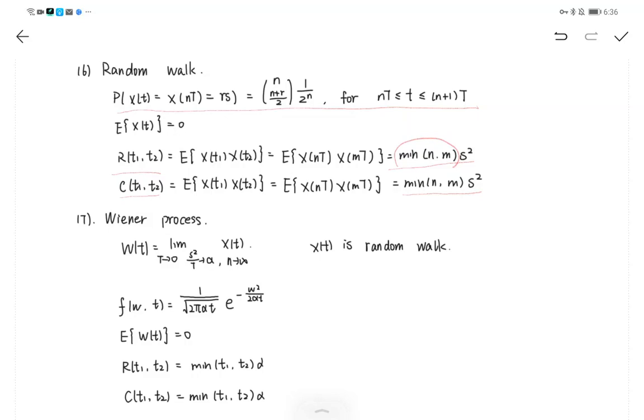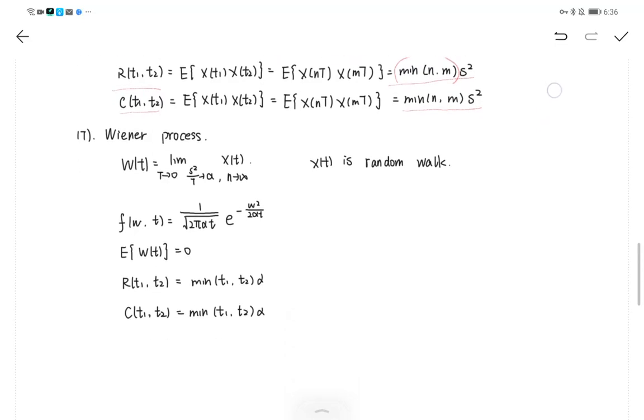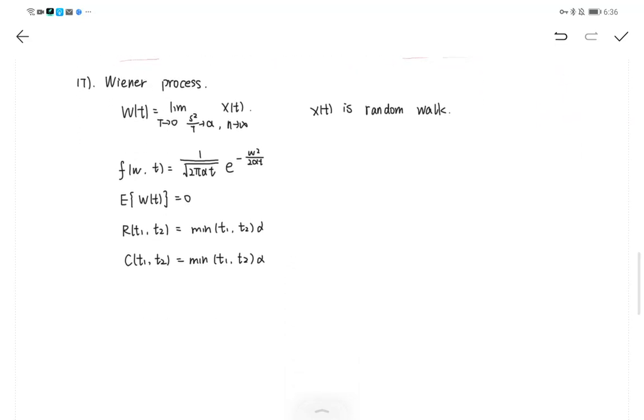And the last one, we can talk about the Wiener process. First, the definition of the Wiener process. The Wiener process is a limit of X(t). X(t) is the random walk, and when t approaches 0, s squared over t approaches alpha and n approaches infinity.